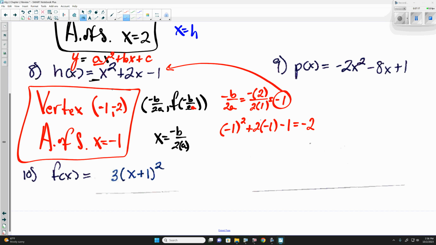Any other questions on these here? Any other questions on 6 through 10?